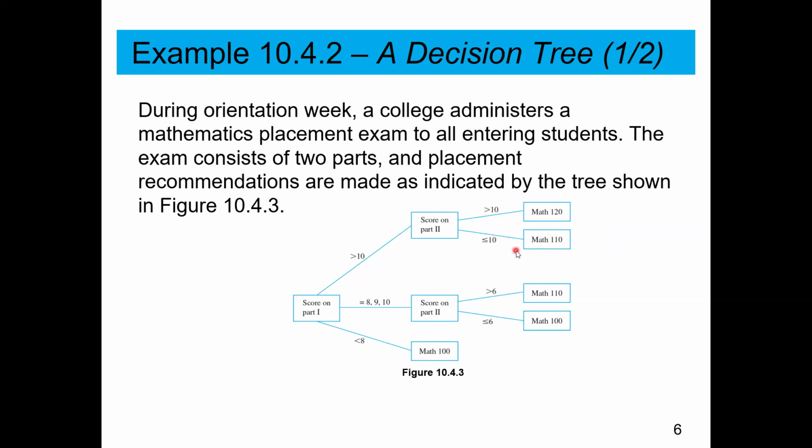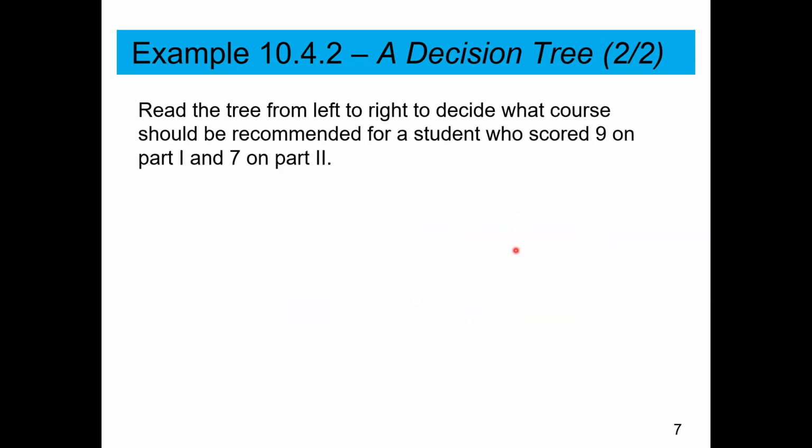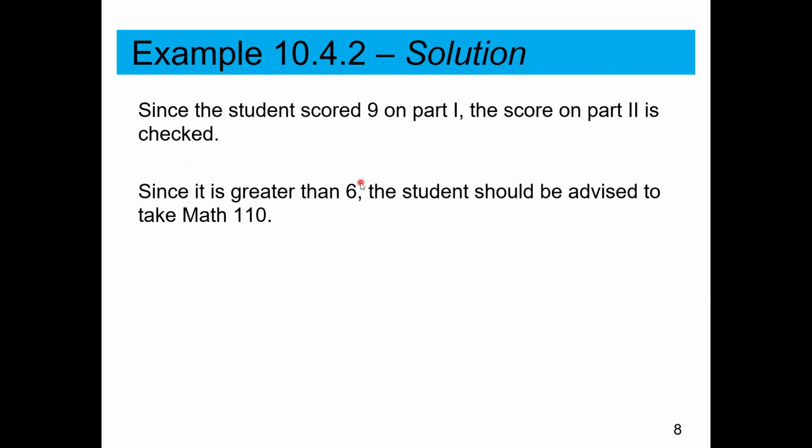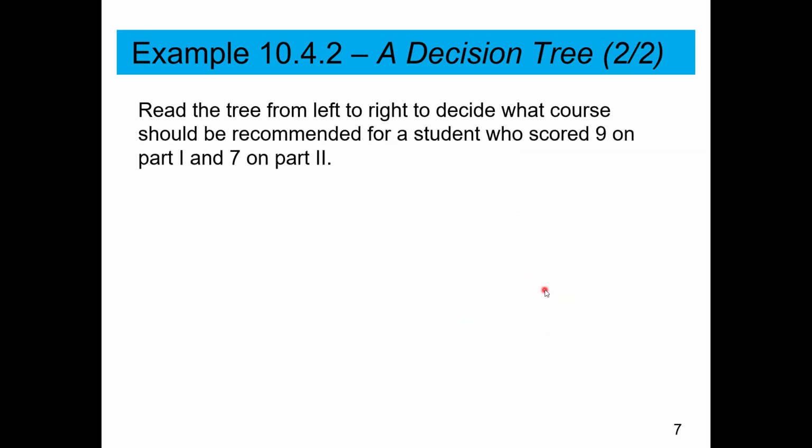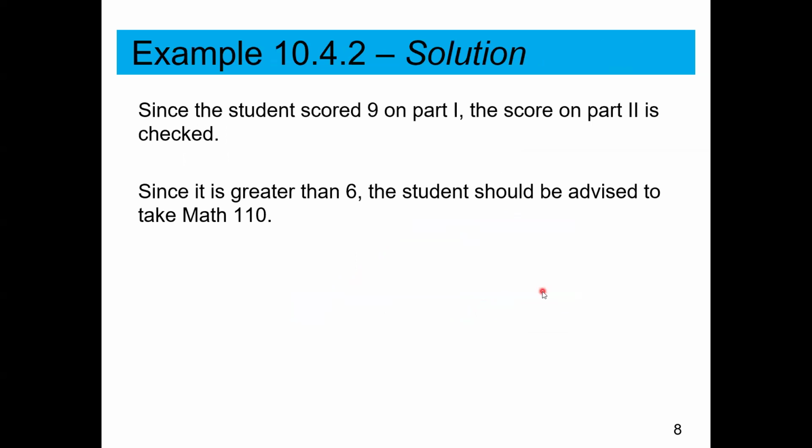And this is exactly how we can work our way to this. So let's read this tree. As I said, we're just going from left to right, to see if they had a score of 9 on part one and 7 on part two. So from here, a 9 is going to take me down which of these 3 branches? It takes me down this one right here to their score. And they had a 7, which is bigger than 6, so they go up here. So they're going to go to math 110. So because of that, we get here.